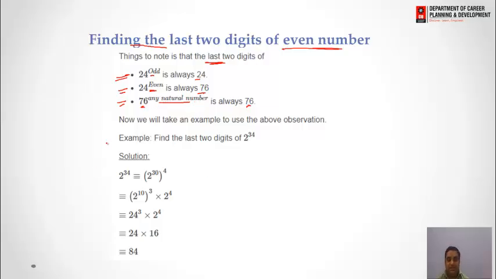Now suppose we have the example where we need to find the last two digits of 2 power 34. So 2 power 34 can be written as 2 power 30 into 2 power 4, that further can be expanded as 2 power 10 power 3 into 2 power 4. 2 power 10 gives us the value 1024. We are just interested in the last two digits, so we take 1024 as 24, so 24 power 3 multiplied by 2 power 4. 24 power anything odd gives 24 as the same number. 24 into 16, if we solve this, the last two digits are 84.